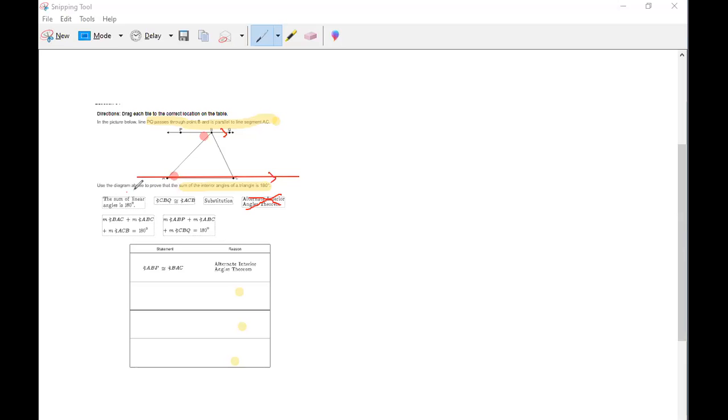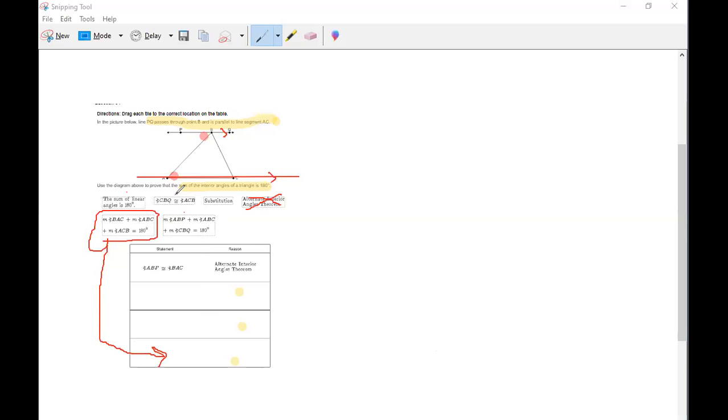Would this match up to any of these in logical steps to try to get to the sum of those angles equals 180? Now, if I'm going to get the sum of those angles equals 180, it's BAC, ABC, and ACB. So this is my final step. This is going to go right here at the end. I know that. So somehow I need to know, is it this one or this one that got me there?